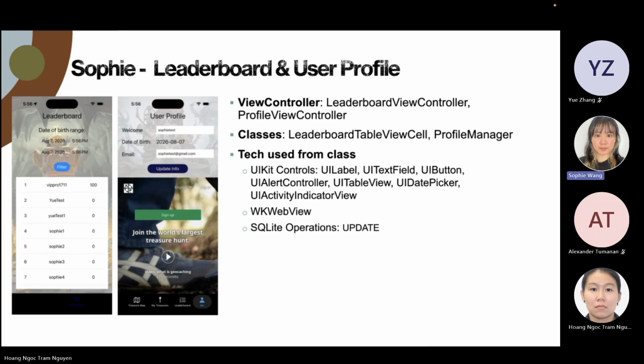And this page displays the user's username and birthday and allows them to change their username only. So when the update info button is pressed, the new details are validated and saved to an SQLite database using an update operation. And then an alert is used to notify if the user has updated successfully or if there's a problem with their input. And it also allows the user to cancel during that process.